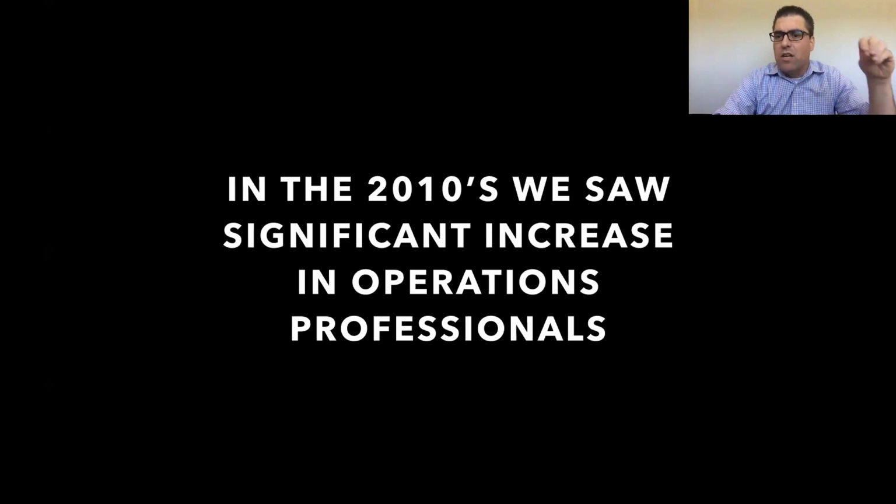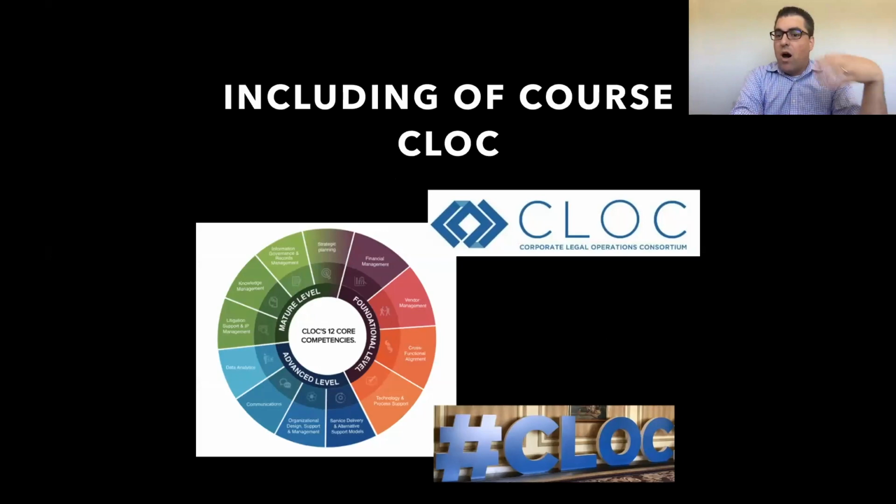So we saw a significant increase in this last decade and the emergence of a new consortium of folks who wanted to get together and share expertise to accelerate innovation within this space. It's called CLOC. Now, there's the ACC group for legal operations, and there's the CLOC group for legal operations. I'm actually quite happy there are two, because both of them are pursuing different agendas in different ways. But the idea is we see more folks doing this work inside of companies, bringing business discipline to the delivery of services and the procurement of services. And that was a big part of the story of the 2010s.